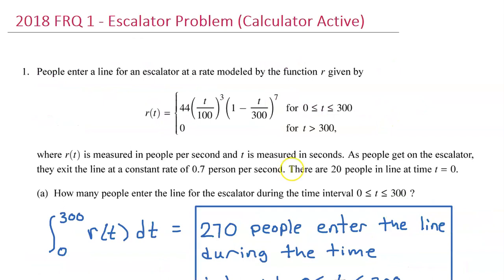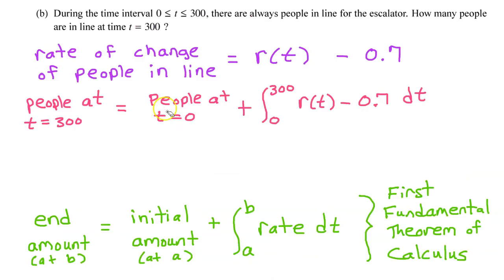In the setup of the problem, we were told that there are 20 people in line at time t equals 0. So the initial number of people in line is 20.